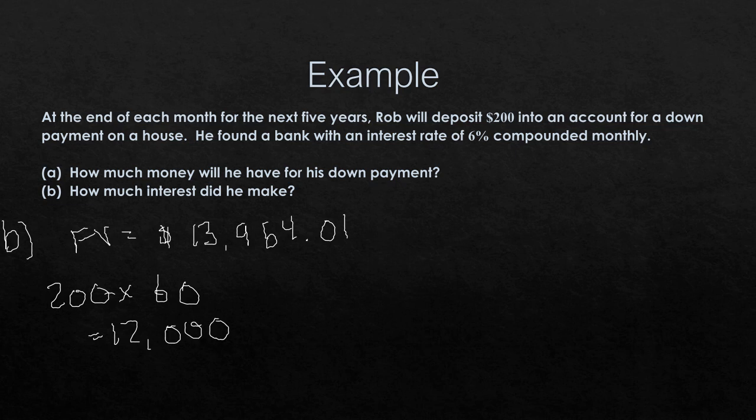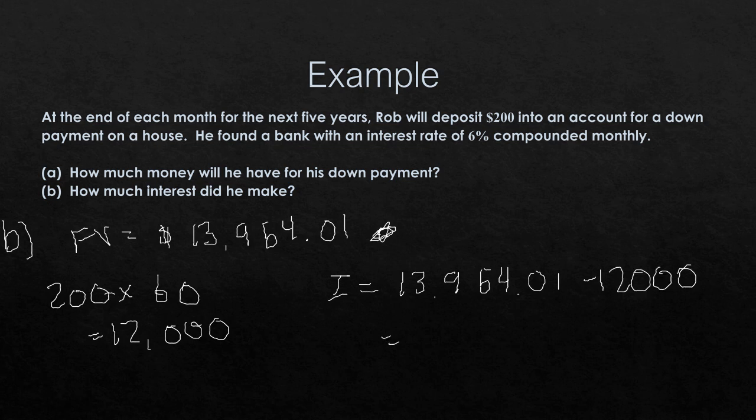If you think about it, we don't usually use that term when we talk about annuities, but the total amount of payments, the total money he put in, was $12,000, and this is the amount that was gained with interest. So to calculate my interest, I'm going to take that $13,954 and 1 cent, and subtract the $12,000 that was straight out of his pocket, which means that in 5 years he earned $1,954 in interest. So that's how much money he earned in interest for this down payment.